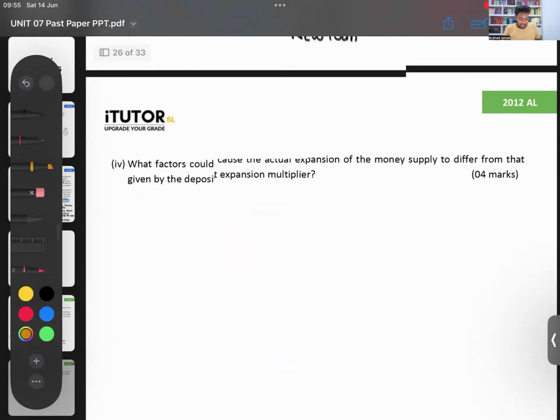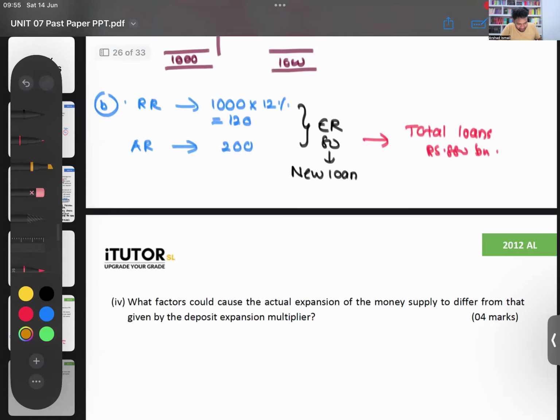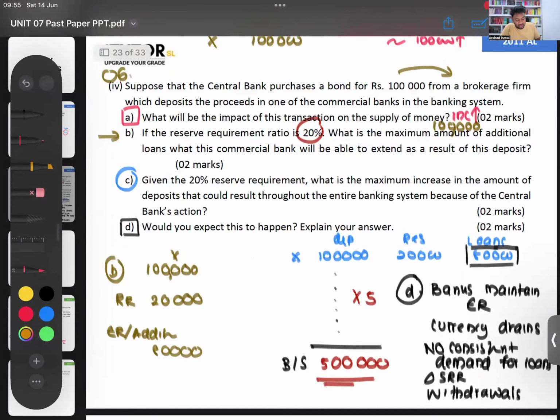Then the 2012 answer, question number 4. What factors could cause the actual expansion of money supply to differ from the one that is given by the deposit multiplier? So let's say the deposit multiplier says if this happens, this will multiply 10 times. But it doesn't happen in reality. The same thing that you wrote here is what you can write.